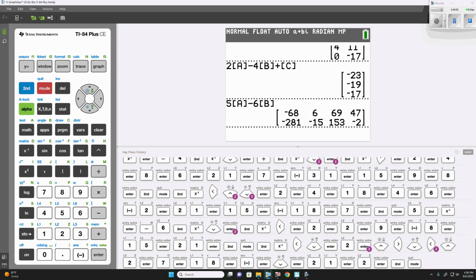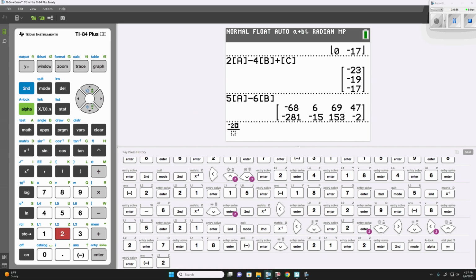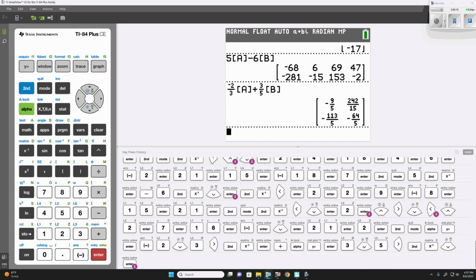Now the first one says that we're multiplying the first matrix by negative 2/3, so we have negative 2/3 second matrix A. And we're adding to that 3/5 times second matrix B, enter, and we get this here. Negative 9/5, 242/5, negative 113/5, and negative 64/5. And that would be the final answer for this one here.